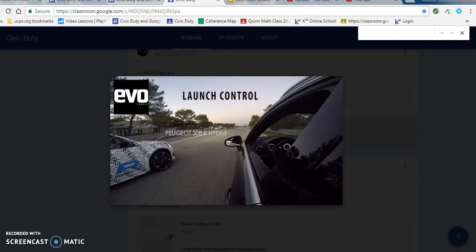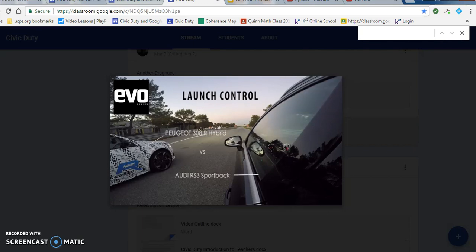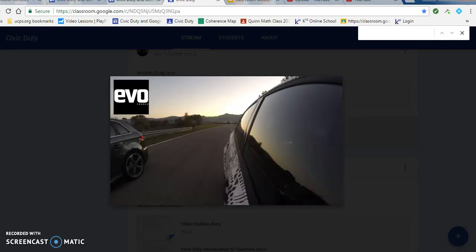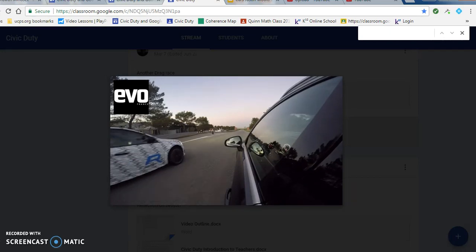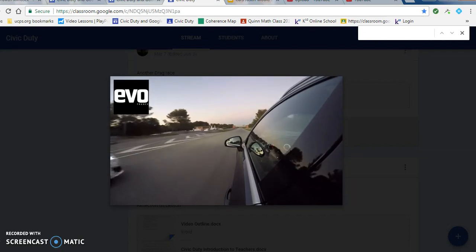But on the left, we have ourselves a hybrid. On the right, just a normal internal combustion engine. And in a few seconds, they're going to take off. And then this hybrid is just going to leave this guy behind, which is pretty cool.